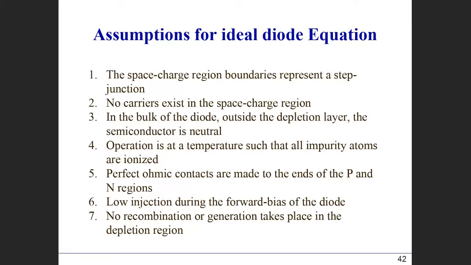So in the last class, I discussed the assumptions for the ideal p-n junction diode. The following slide is based on the assumptions we discussed in the last class. I'm going to derive the equation for the p-n junction diode. Okay, that's what we're going to do today.